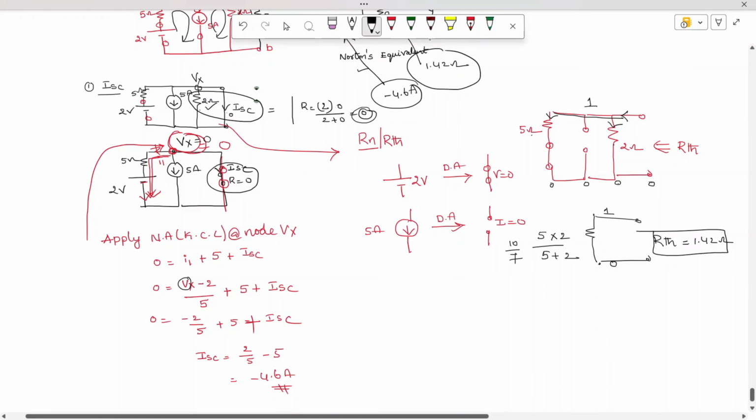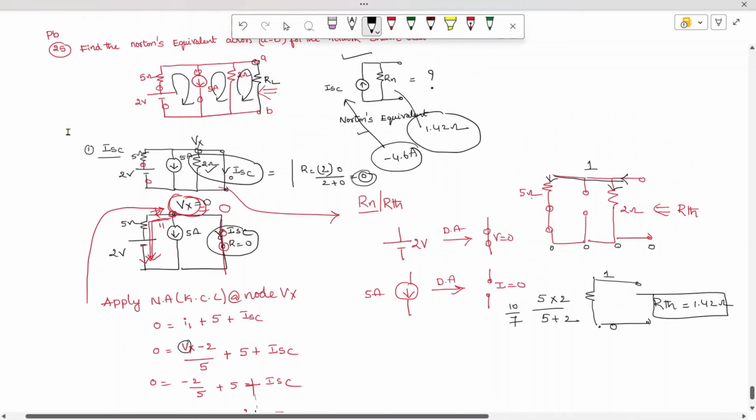Directly you can write down 0 minus 2 by 5, and leaving is 5, and next leaving is ISC. So I would like to solve this problem by one more way also. So this will create clarity on how to solve the problem. Okay. So you can have two sources in this problem. One is a voltage source and another one is a current source. Let us try to find out the next way of solving the problem.